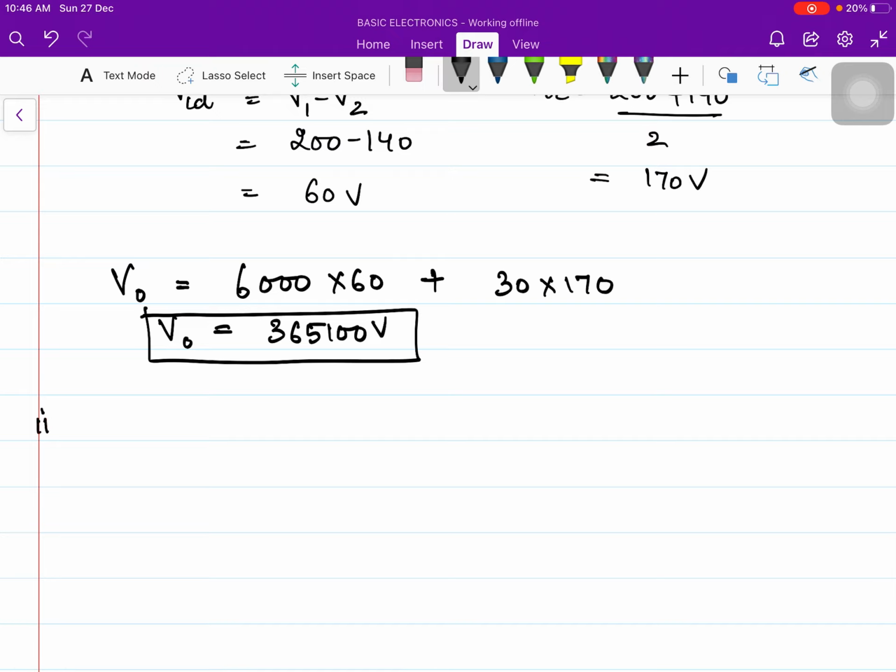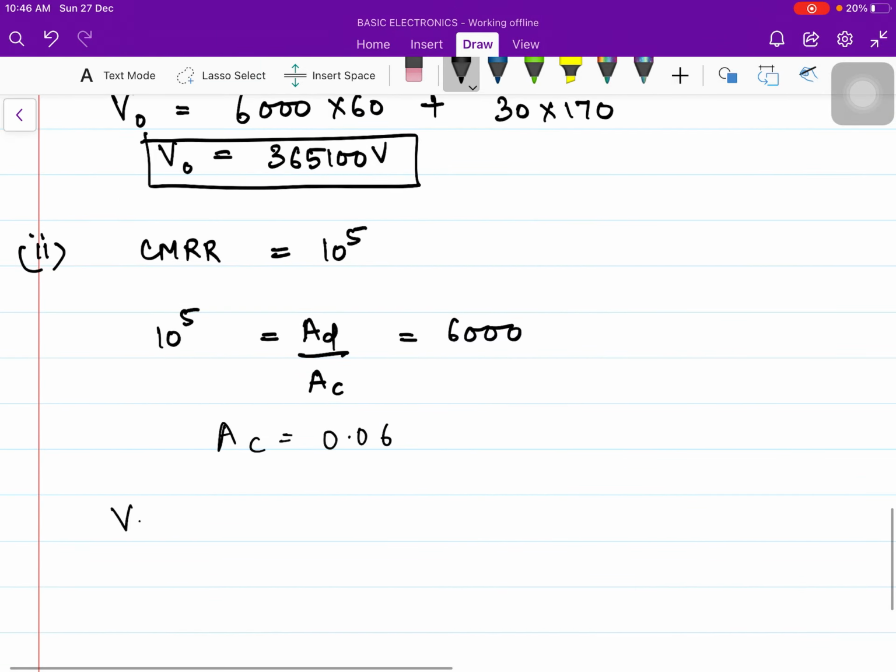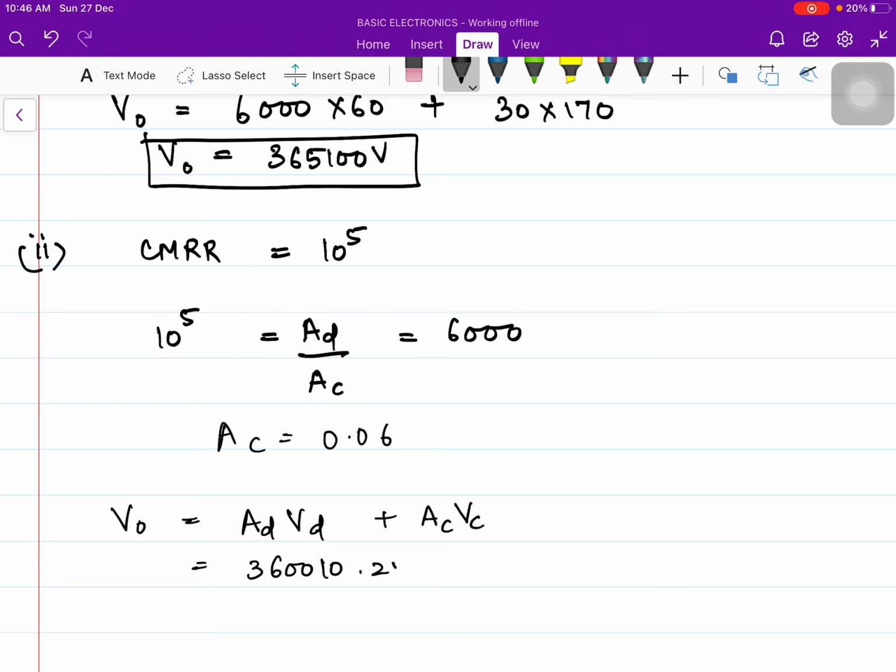Similarly, now if we calculate it for the second part, CMRR is 10 raised to the power 5. Simply put the formula, 10 raised to the power 5 equals AD upon AC. AD is 6000. AC will be something different for this value. So AC will be 0.06. Simply put the formula of V naught and calculate the answer, ADVD plus ACVC or VIC. Then you will get the answer as this. Just calculate and verify your answers. You will feel much more confident. So this is how we solve the numericals on CMRR.